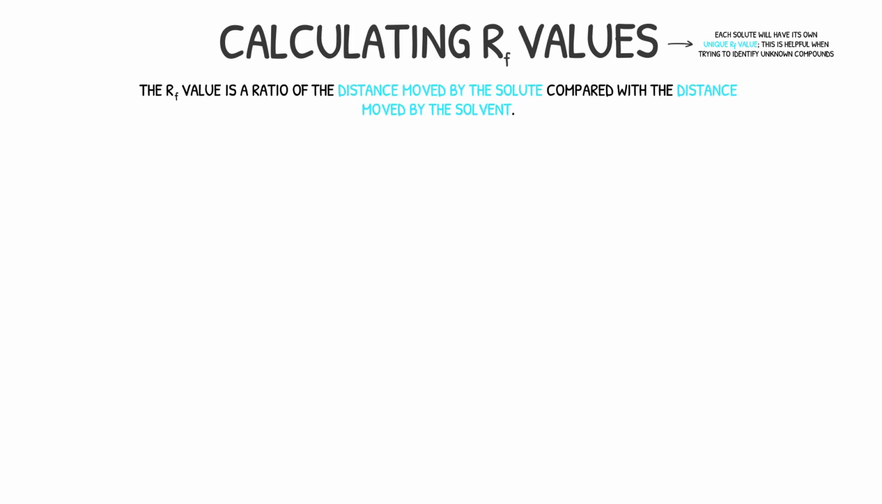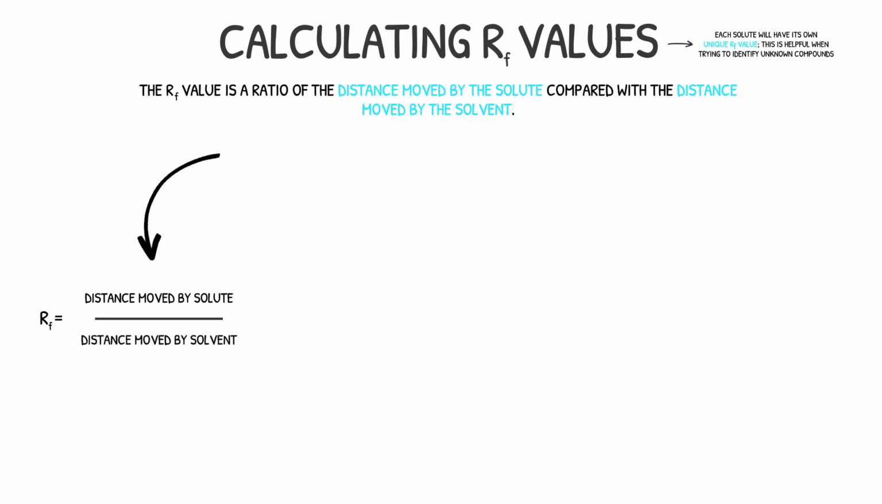In chromatography, calculating the RF value of a substance is extremely useful when identifying unknown compounds, as each substance has its own unique RF value. The RF value of a substance is simply a ratio of the distance moved by the solute compared with the distance moved by the solvent. And to calculate the RF value, you would need to measure the distance moved by the solute and divide it by the distance moved by the solvent.